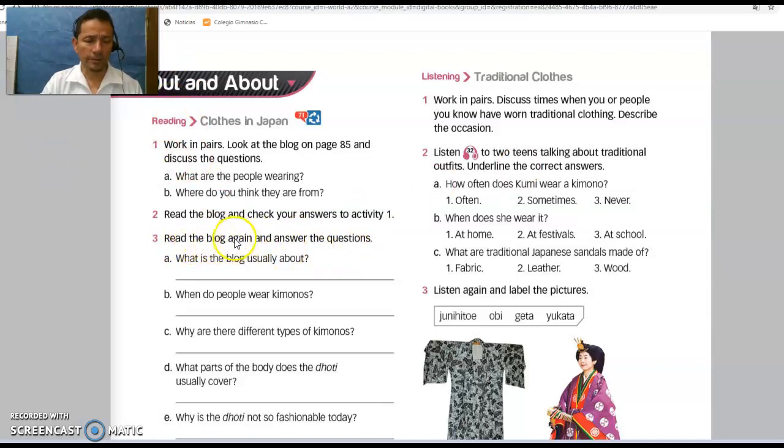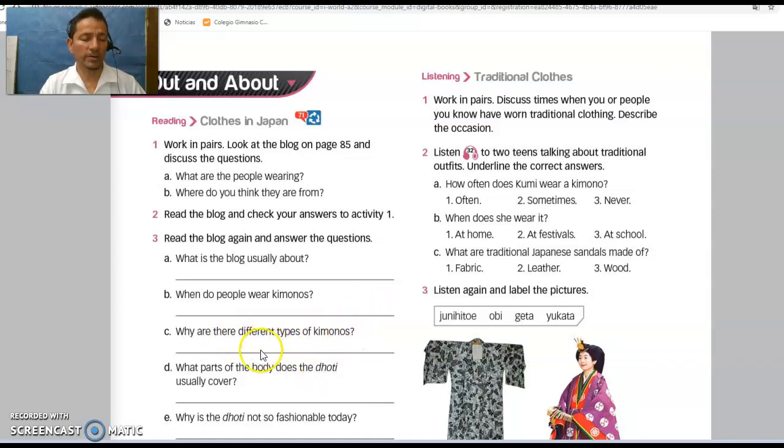Read the blog again and answer the questions. What is the blog usually about? I mean, what is the topic? When do people wear kimonos? So tell me the dates and so on, according to the reading. Don't forget. And why are there different types of kimonos?